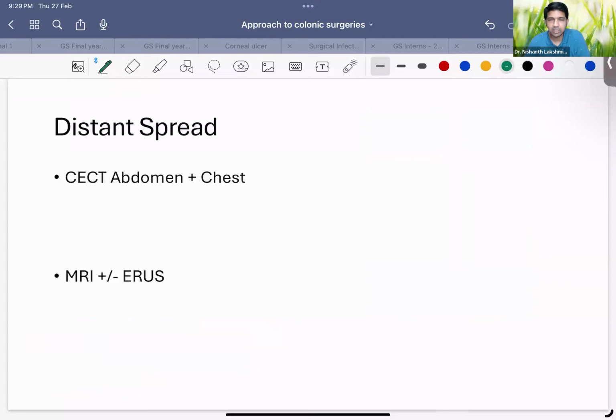So now you have confirmed the disease. Next, you have to stage the disease. Staging, the best option is to do a CECT abdomen and of the chest to look for metastasis. And I've also written MRI and ERUS. Can someone tell me why? I will go to the registrars, Nitya or Sanya, one of the two.